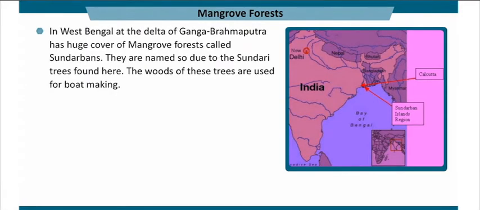In West Bengal, the delta of Ganga Brahmaputra has a huge cover of mangrove forests called Sundarbans. They are named so due to the Sundari trees found there. The woods of these trees are used for boat making.